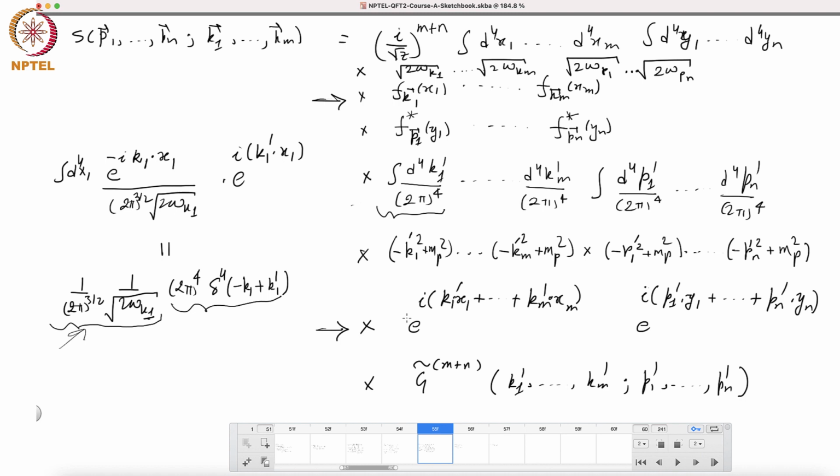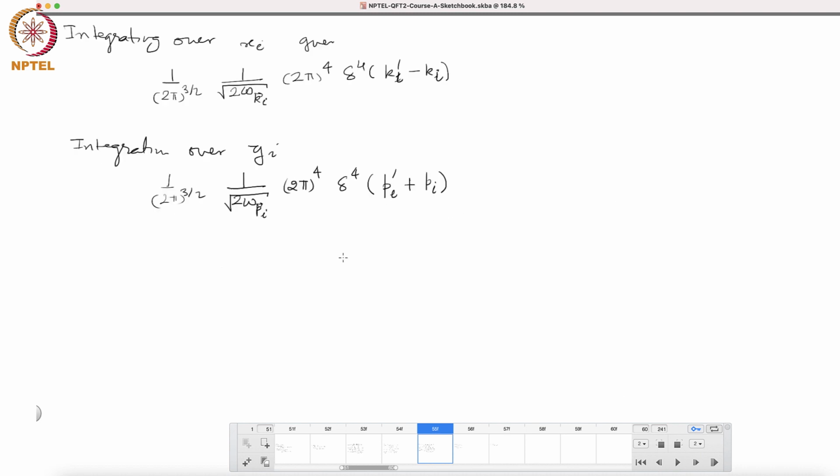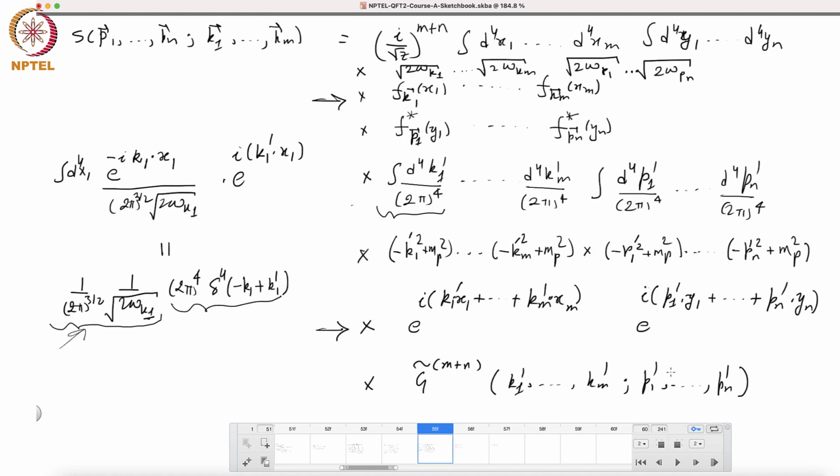Here it will be, this is already taken care of, this will become k1. And when I do it for p1, again all these 2 pi to the 4 factors are gone, but this time the delta function forces p1 prime to be equal to minus p1. So here, instead of p1 prime, I will have minus p1.